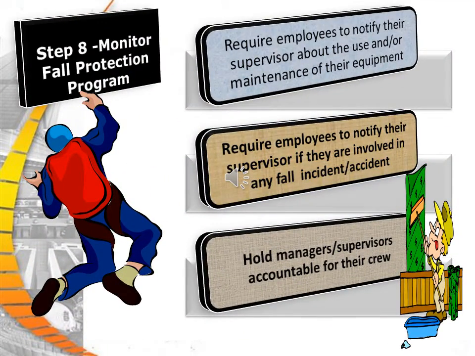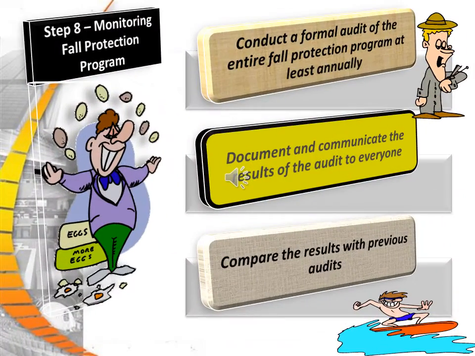Require employees to notify their supervisor about the use and/or maintenance of their equipment. Require employees to notify their supervisor if they are involved in a fall incident or accident. Hold managers and supervisors accountable for their crew. Conduct a formal audit of the entire fall protection program at least annually. Document and communicate the results of the audit to everyone. Compare the results with previous audits.